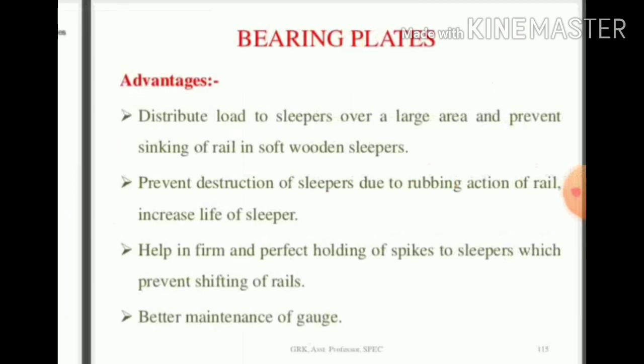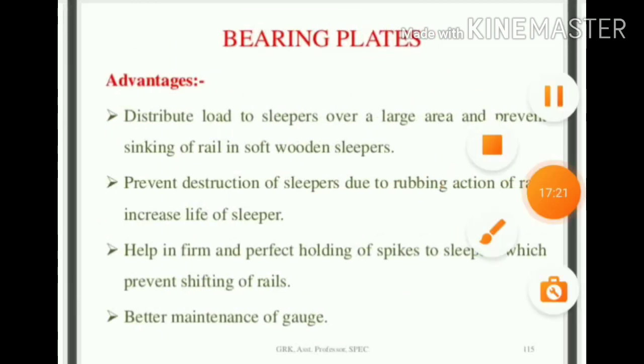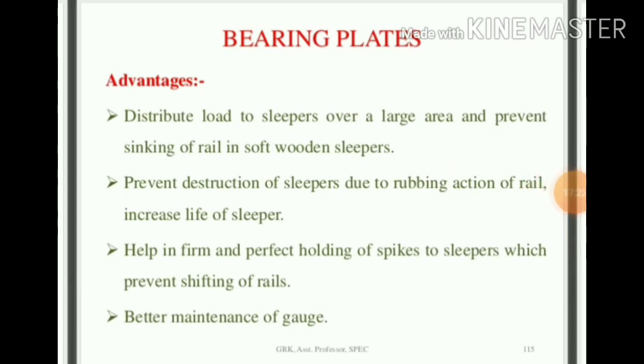Understand now? Coming to the advantages of bearing plates, they can distribute load to sleepers over a large area and prevent snaking of rail in soft wooden sleepers. They prevent destruction of sleepers due to rubbing action of rail, and also increase life of sleeper, help in firm and perfect holding of spikes to sleepers which prevents shifting of rails, and also we can use bearing plates for better maintenance of gauge.